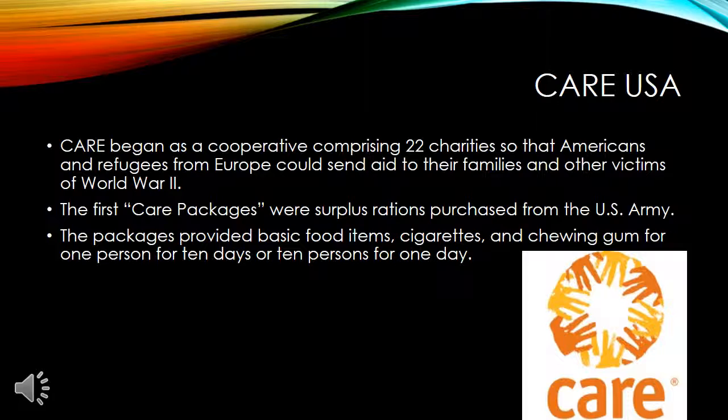A specific non-governmental organization that supports disaster response and recovery is CARE USA. CARE began as a cooperative comprising 22 charities so that Americans and refugees could send aid to their families and other victims of war. The first CARE packages were surplus rations purchased from the U.S. Army. The packages provided basic food items, cigarettes, and chewing gum for one person for 10 days or 10 persons for 1 day.